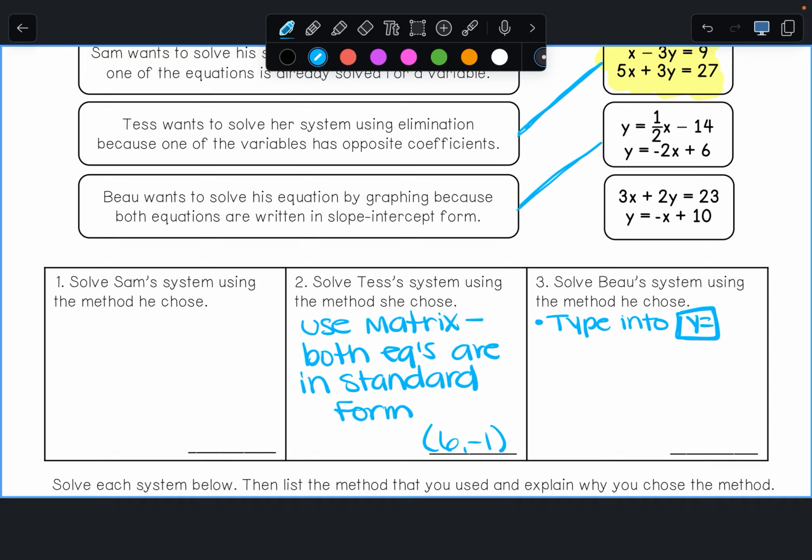Clear this out. Type my equations into y equals: 1/2 x minus 14, negative 2x plus 6. Okay. What are we doing? Press what? What do we press? Enter? Second graph. Oh, wait, no. Just press graph. Oh, just press graph. I was close.